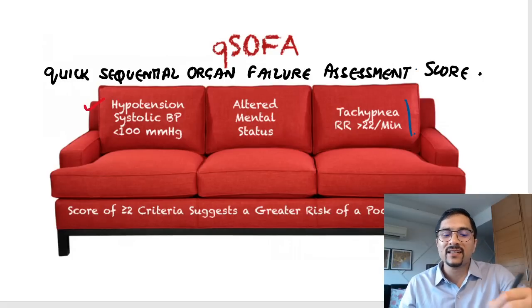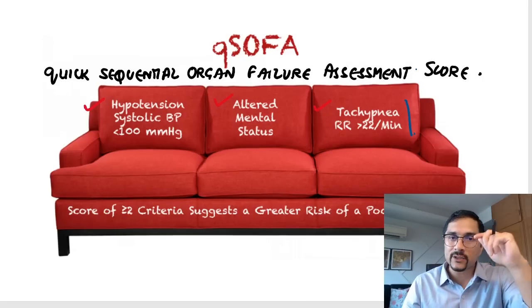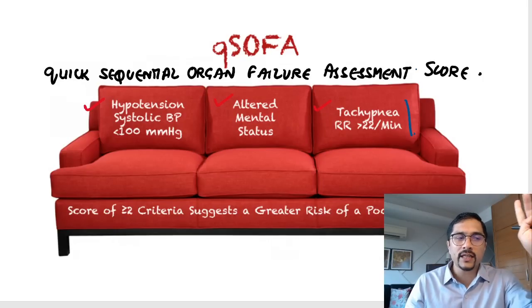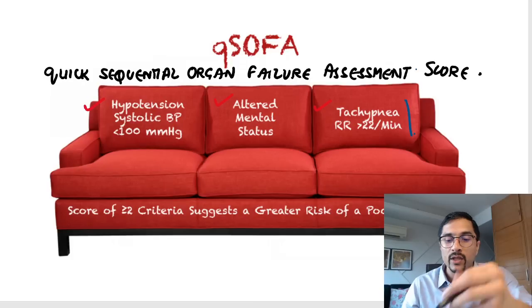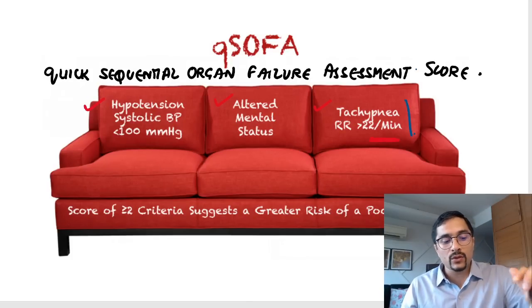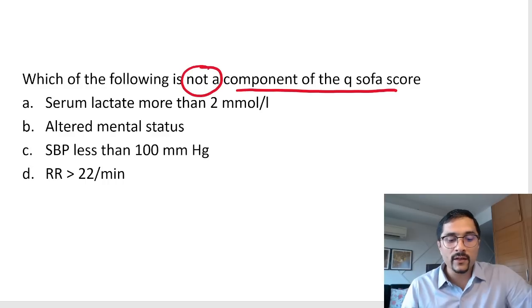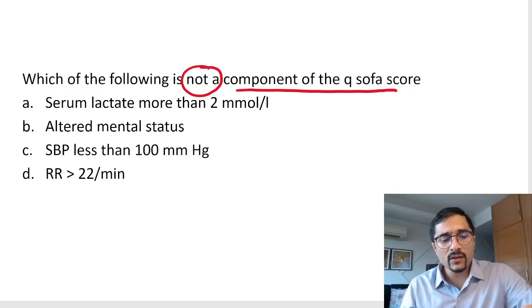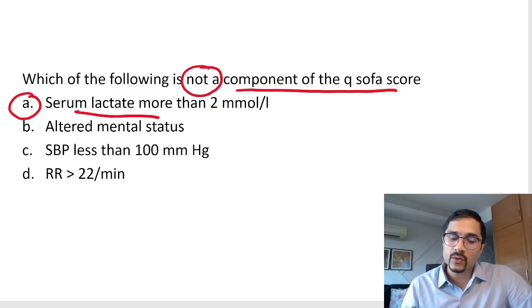Hypotension less than 100, altered mental status, and tachypnea more than 22. So 3 parameters: hypotension, altered mental status, and tachypnea more than 22. And if the score is 2 or more than 2, then it denotes a poor prognosis. So which is not a component? Lactate is not a component of the Q-SOFA score.